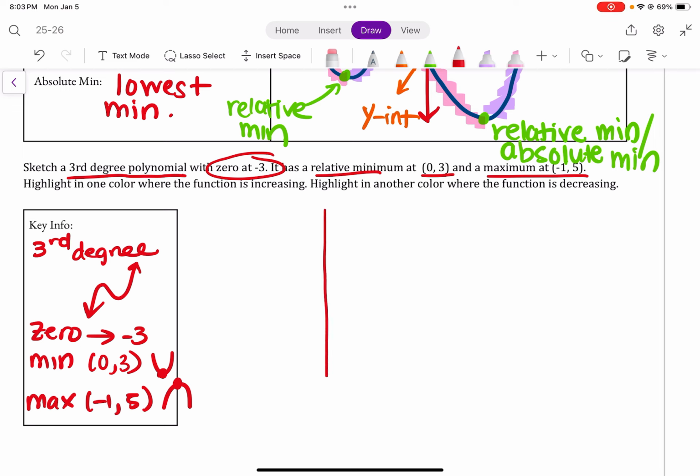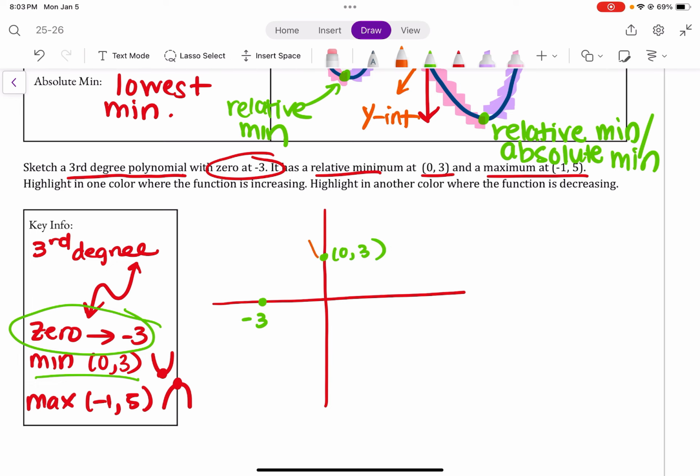So let's sketch this. We're not expecting this to be perfect. We're just doing our best. First thing I'm going to start with is the 0. The 0 is at -3. Then I'm going to plot my mins and max. I have a min at 0.3. So I'm going to decide that this is 0.3. Since it's a minimum, I know it's going to look something like this. It's going to be like an upwards U.